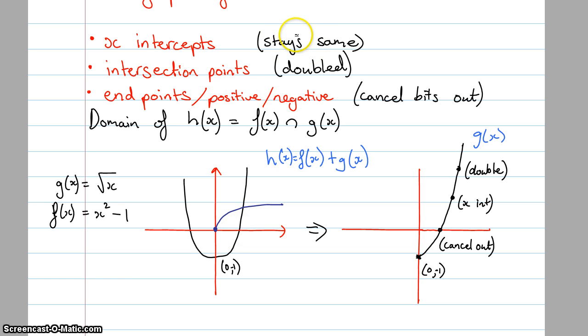Now I said that they stay the same because if you imagine I'm adding this point here with this point down here. Now if this point here is 0 and this point is -1, 0 plus -1 is just going to be -1. So on my new graph, that point is going to be -1.